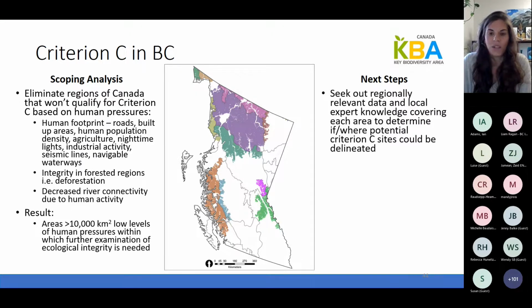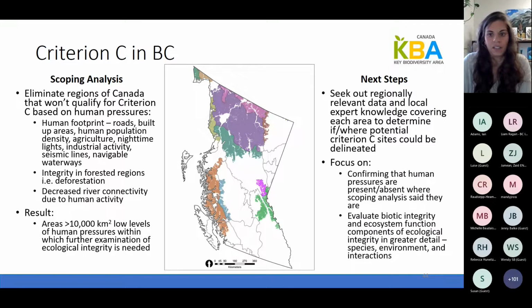So what we need to do now is seek out regionally relevant data and in particular local expert knowledge covering each of these areas to determine if any of these sites would actually qualify for KBA-C and where. And with these regional level data sets and expert knowledge, what we're really focusing on is confirming that our analysis of human pressures are correct and that they're either present or absent where we think they are, and that we didn't miss anything or add something that's no longer on the landscape.